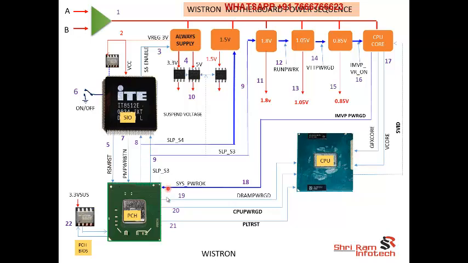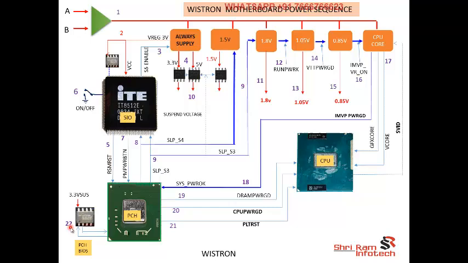And once all the power systems are okay, the rest of the signals, like DRAM power good, CPU power good, PLT reset, DRAM reset, everything is the same. And finally the CPU accesses the BIOS. So in this way this system works in a WISTRON motherboard.